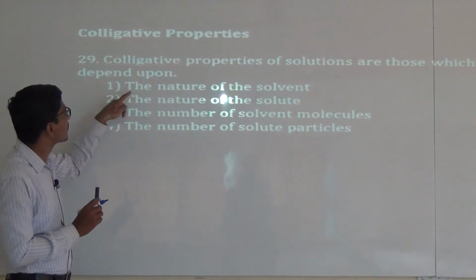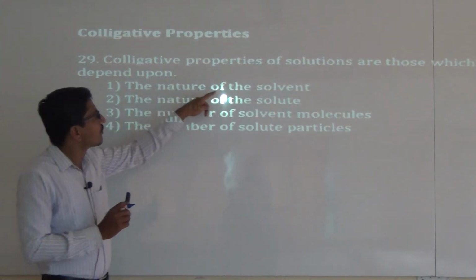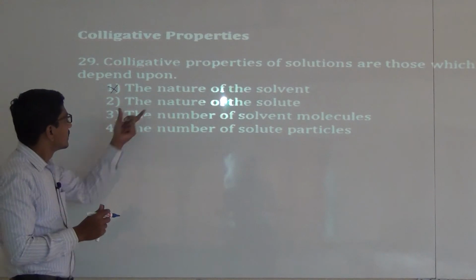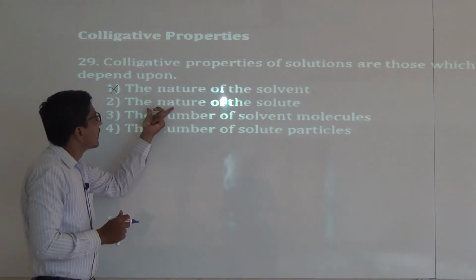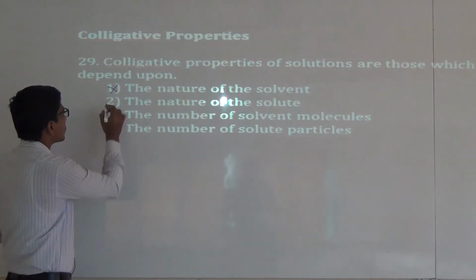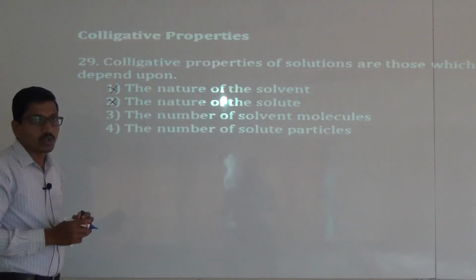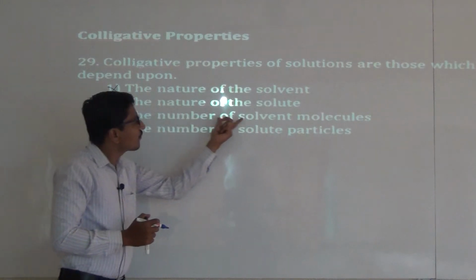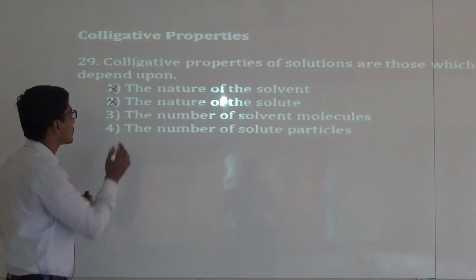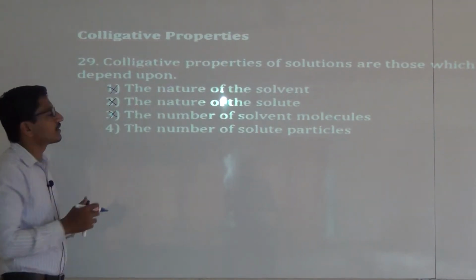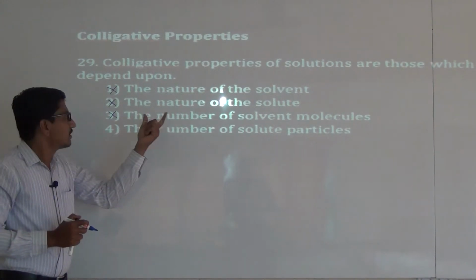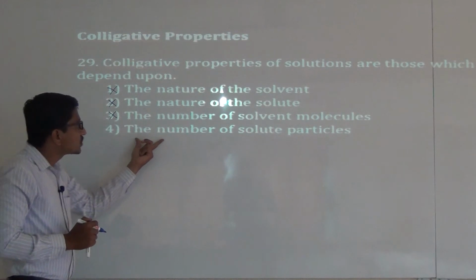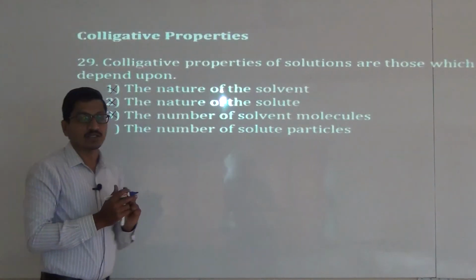In these options, the first one is the nature of the solvent. This is wrong. The second one is the nature of the solute. This is also not the correct answer. The third one, the number of solvent molecules. This is also not the correct answer. Colligative properties depend only on the number of solute particles.